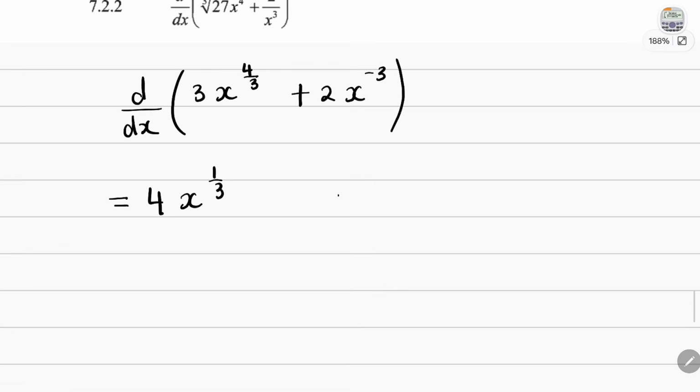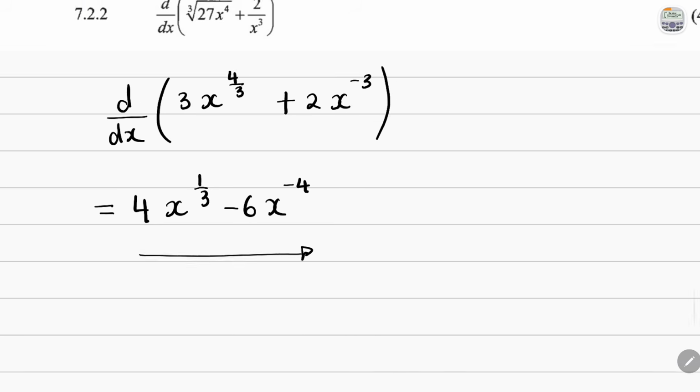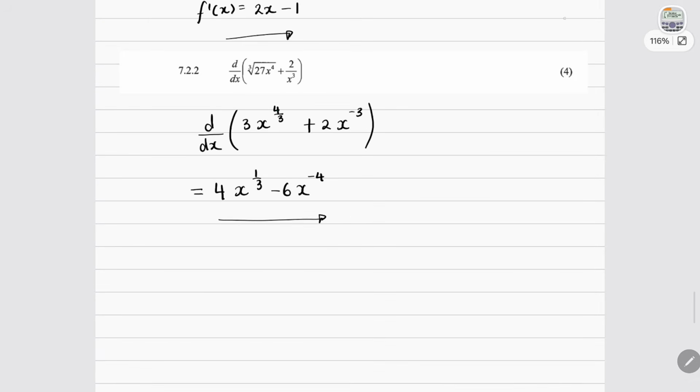And then the next part, we have 2, the coefficient, times the exponent of negative 3. That will give us negative 6. And then we have x. And you're saying the exponent minus 1, which you can see will give us a negative 4. And this is our answer. Moving on to the next question.